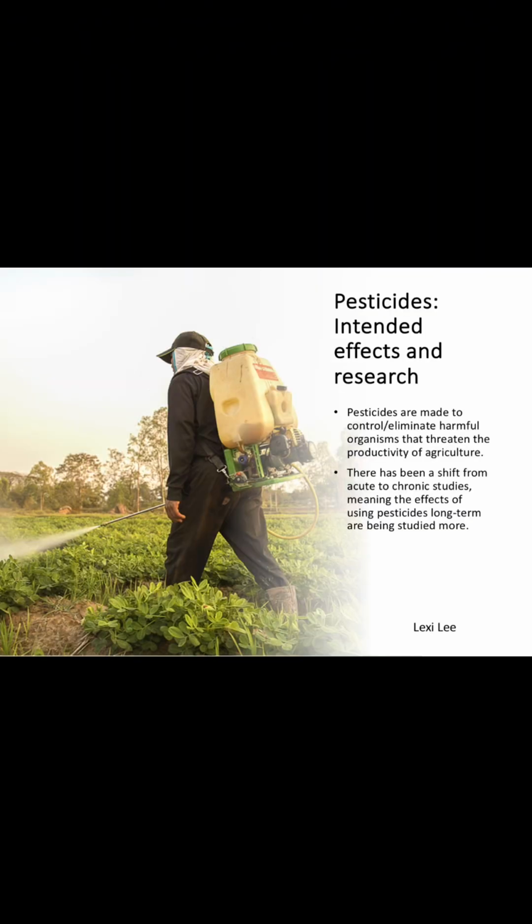Pesticides are made to control and eliminate harmful organisms that threaten the productivity of agricultural processes like growing crops. And pesticides aim to eliminate these pest species while minimizing the effects that these pesticides have on non-target species such as wildlife or pollinators in the area. And as far as research goes, there's been a shift from acute to chronic studies, meaning the effects of using pesticides long-term is being studied as opposed to short-term. And these studies include studying the effects of pesticides on behavior, reproduction, endocrine disruption, and immunotoxicity in non-target species.